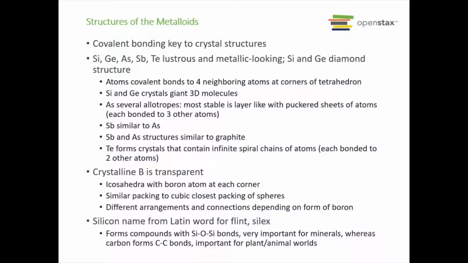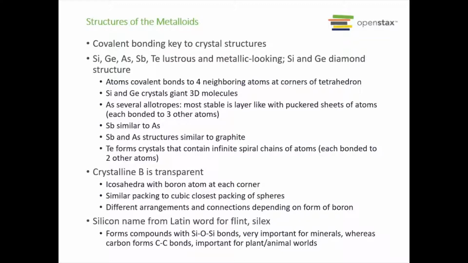And now we have boron, which is a little different. When it is crystalline, it's transparent, and it forms an icosahedra shape with a boron atom at each corner of the icosahedron. It has kind of a similar packing to the cubic closest packing of spheres. If you remember when we talked about packing of spheres, I think that's towards the end of Chem 2A. And then there's different arrangements and connections depending on the actual form of the boron itself.